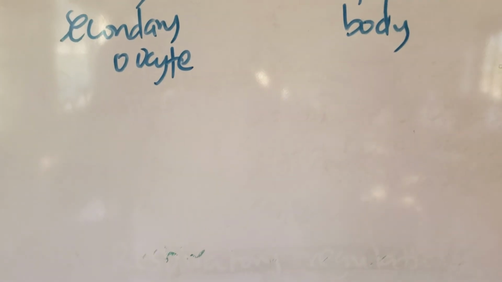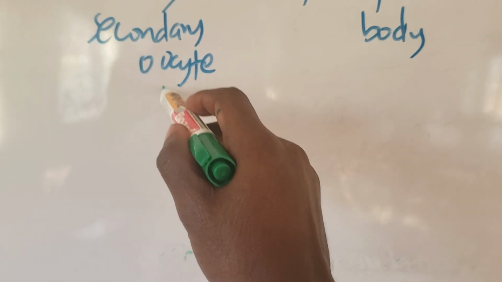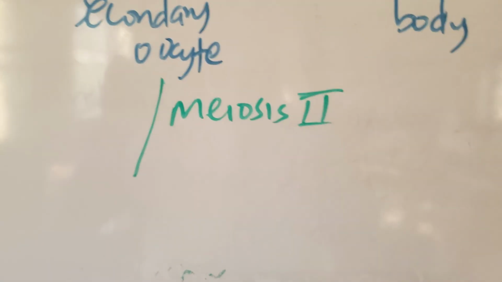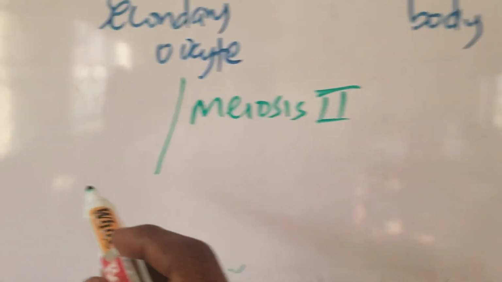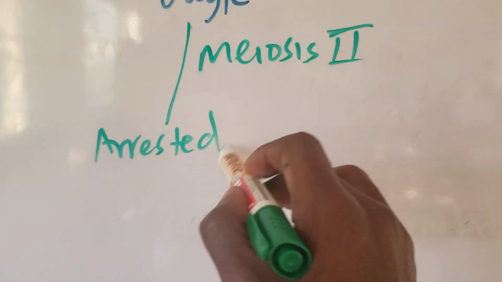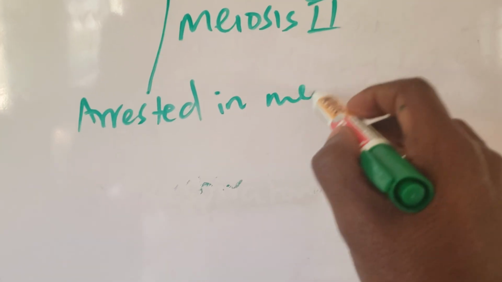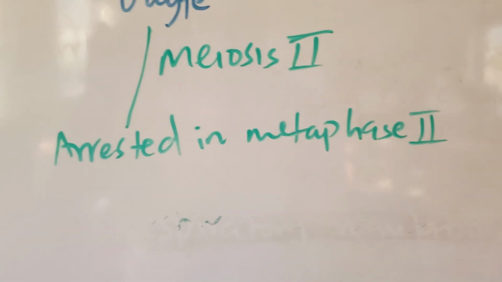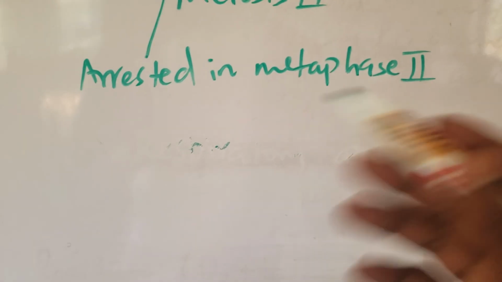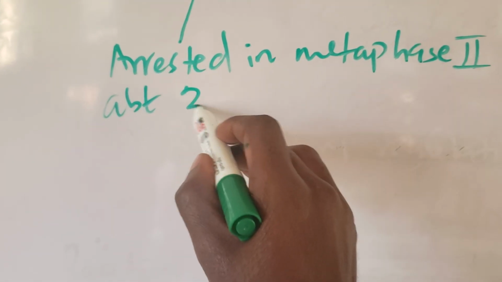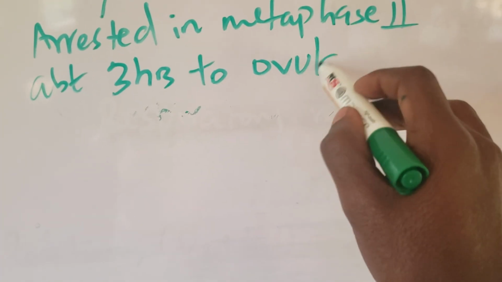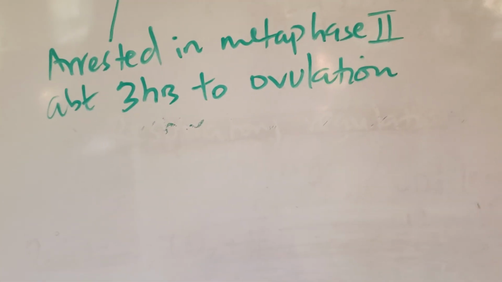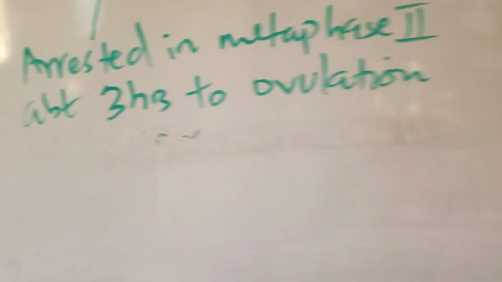And then immediately this secondary oocyte begins meiosis 2. Promptly it begins meiosis 2, but it is arrested in metaphase 2, or metaphase of meiosis 2. It is always arrested there, about 3 hours to ovulation, and it cannot continue the cycle until there is fertilization.